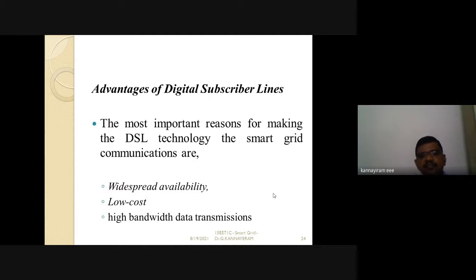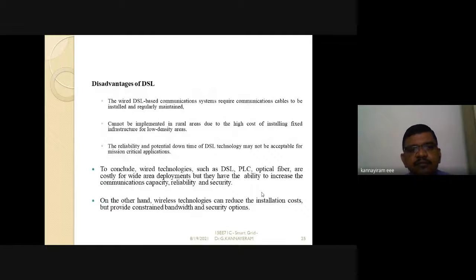Advantages, you are already aware. These communication technologies have low cost, higher bandwidth data transmission, and widespread availability. These are some main advantages for choosing this DSL technology. Cost is somewhat low, with higher bandwidth data transmission and widespread availability. It can be available all over the place.